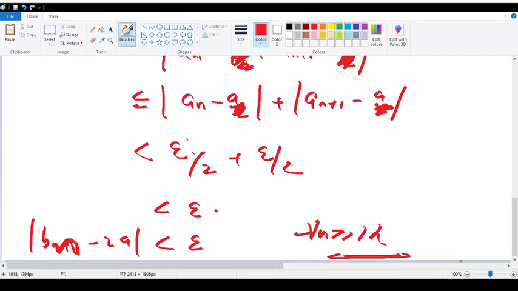So here you get bn is convergent. So an convergent, then bn also convergent. So the third option is true. Okay? All other options are false. Clear? Yes, ma'am. Next question.